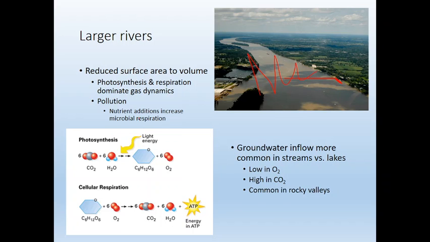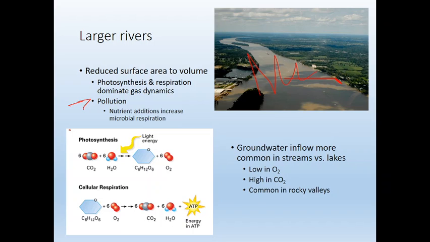Now, excuse me, pollution can have an effect. Adding nutrients to a stream is going to increase microbial respiration. So in eutrophic rivers, you'll oftentimes have much more respiration going on. It can be oxygen limited.